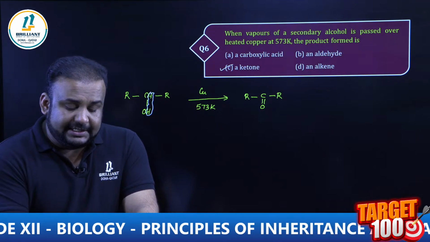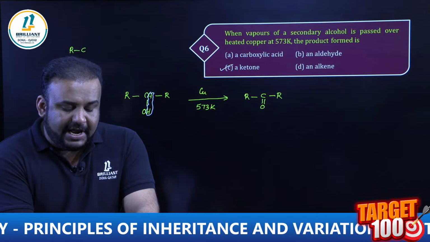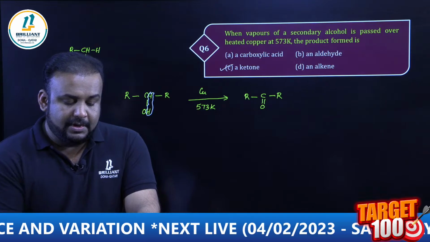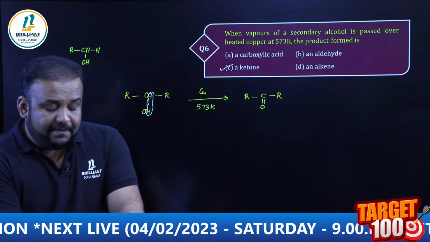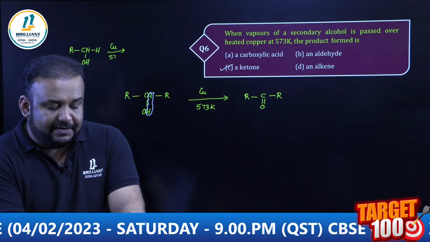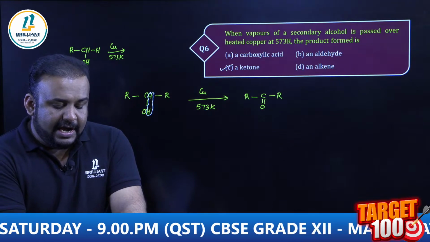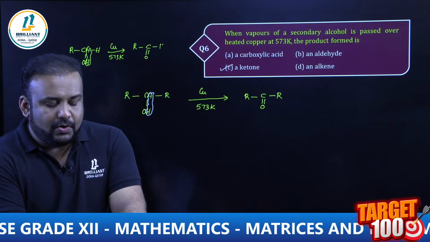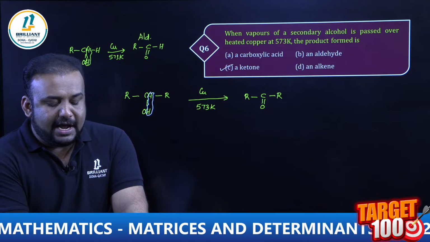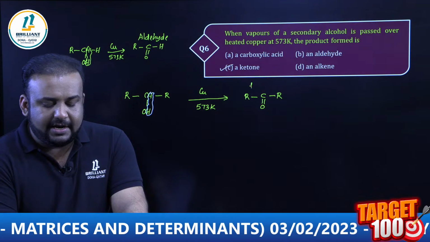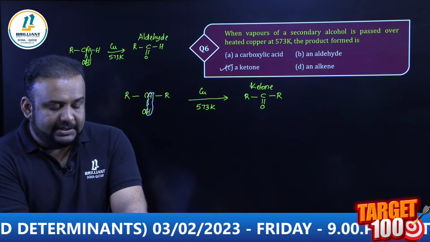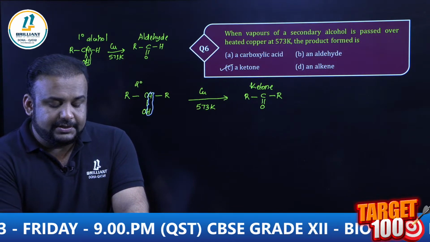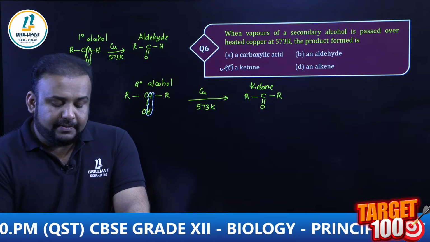But remember, in this case, if we had started with a primary alcohol, right? So if we treat primary alcohol with the copper at 573 Kelvin, what are we going to get? Again, dehydrogenation happens and you will get RCHO. What is that? It is an aldehyde. So here, secondary alcohol is going to give you ketone, primary alcohol is going to give you aldehyde.